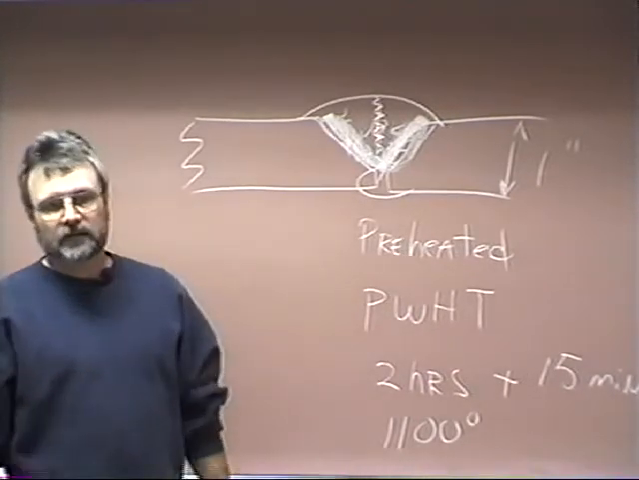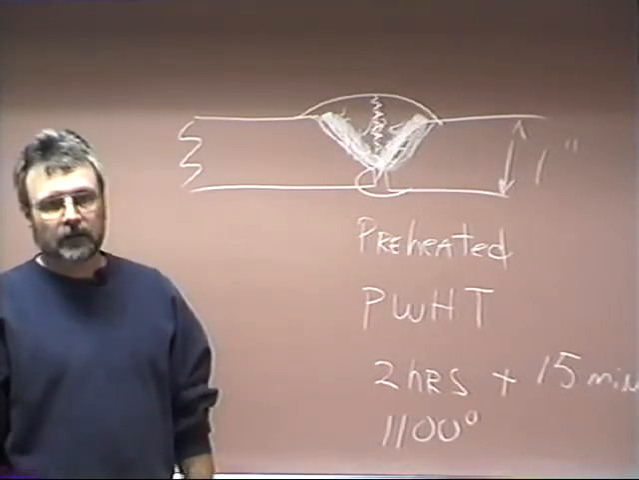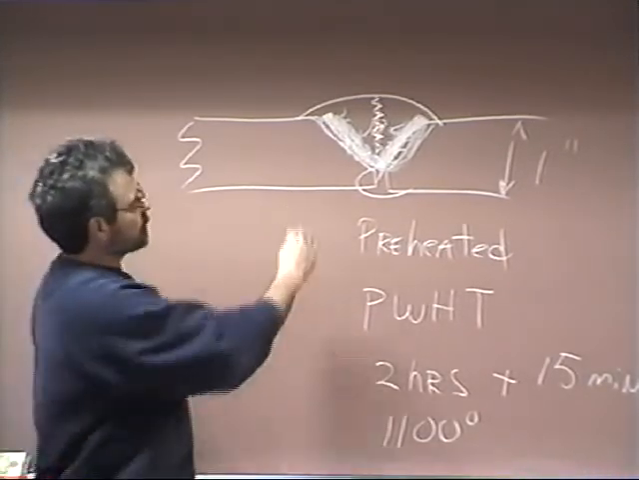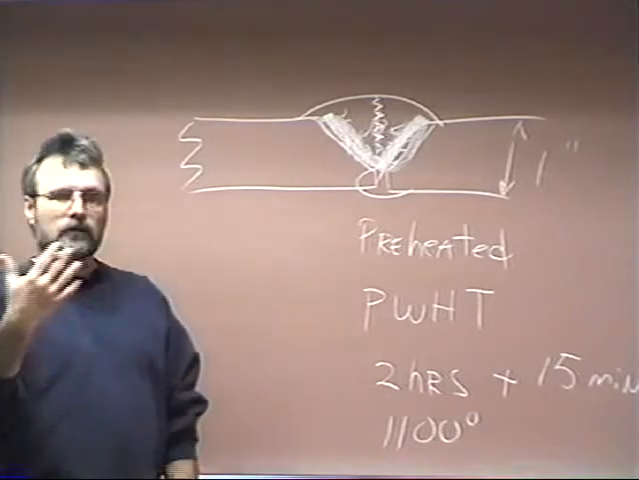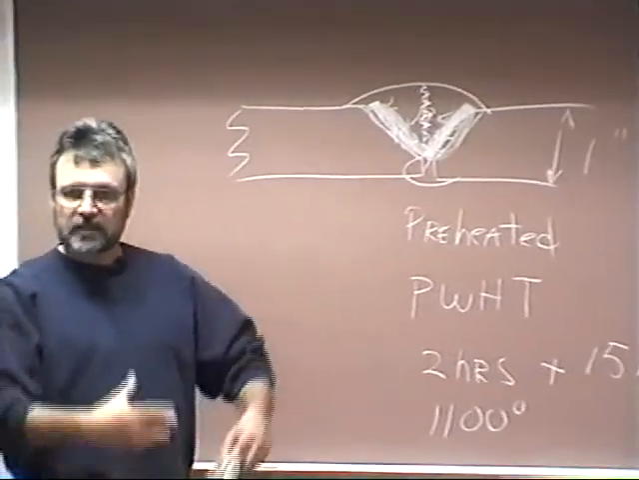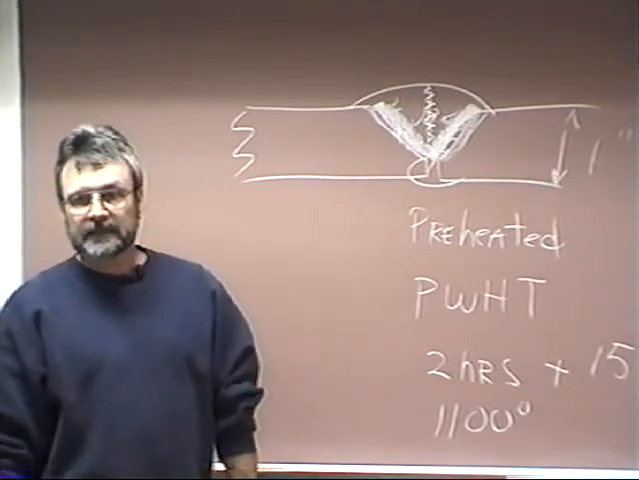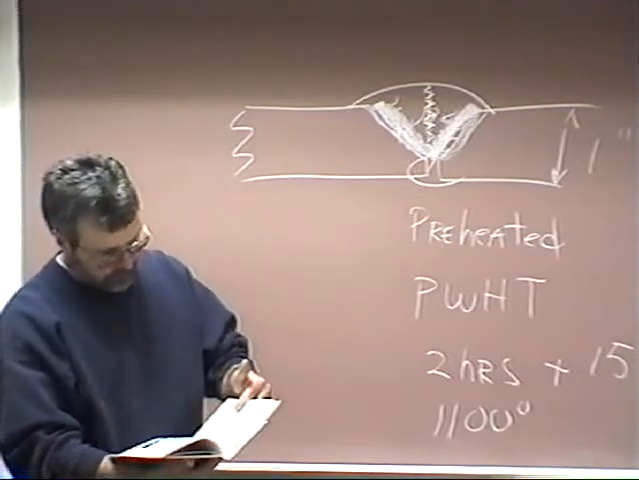So there's two different types of cracking that we're talking about so far. Underbead cracking and restraint cracking, because we haven't allowed the stresses from welding, the expansion and contraction during the welding process, to relax in there. Two different types.